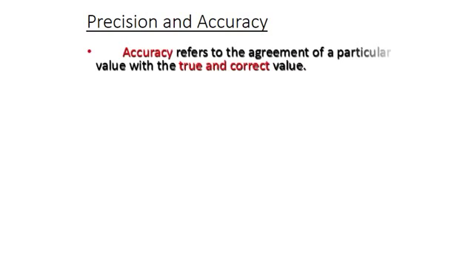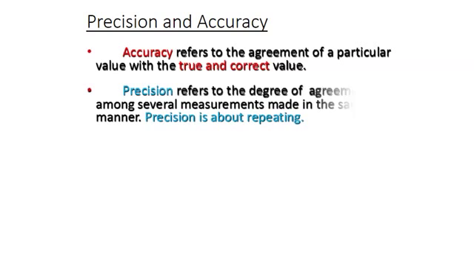Another one I see missed is precision and accuracy. So accuracy really just means the correct value, the one that's actually true. So it's a little bit different than precision. Precision refers to the degree of agreement among several measurements made in the same manner. Really all that means is precision is just about repeating what you did. So that's kind of why we do more than one trial in a lab, to make sure we have precise results and they weren't just flukes.